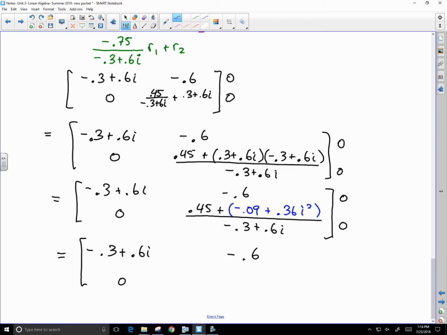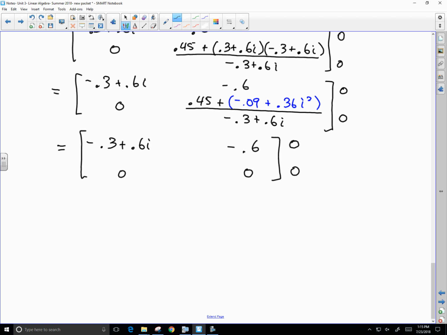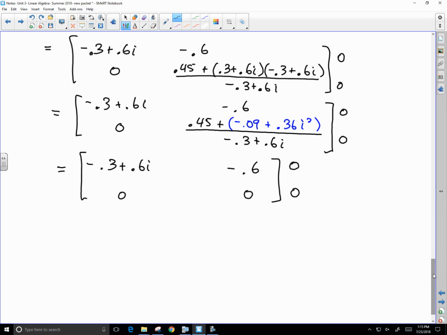All right, so here, this is going to be 0.36, right? And then that's going to be a negative 0.36. So the whole shebang is going to zero out. Which is, I mean, the word shocking doesn't apply, but it's not necessarily what you were expecting. It seemed like it was going to get much more disastrous. So then the next and final step would be to divide row 1 by negative 0.3 plus 0.6i.